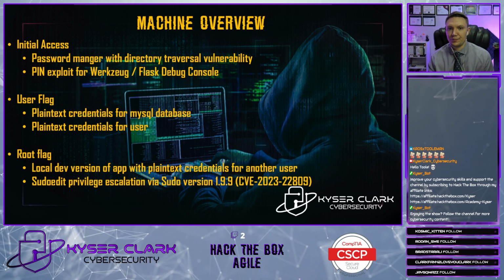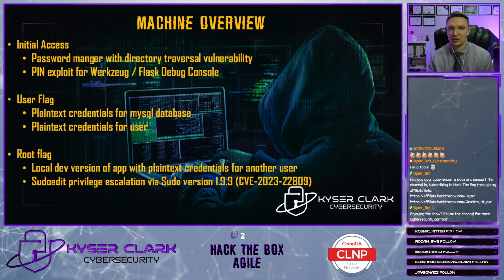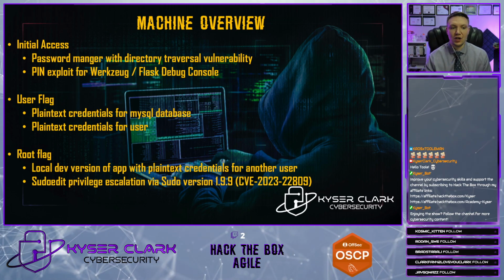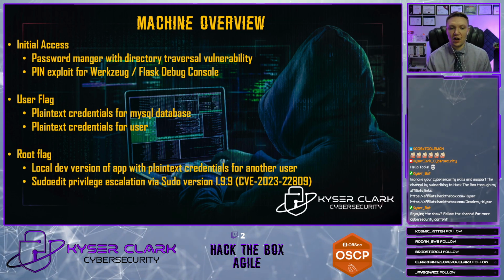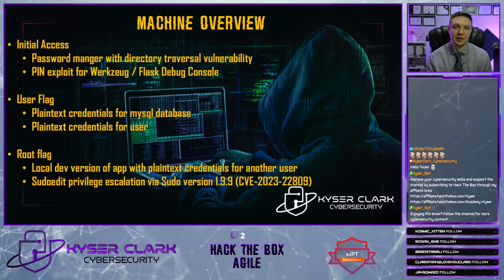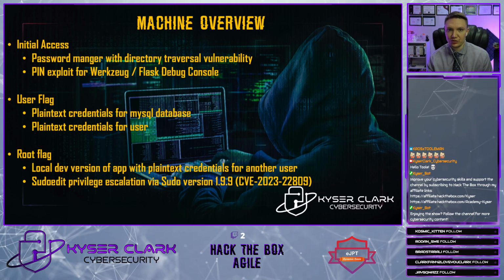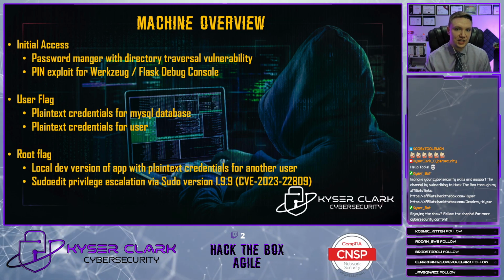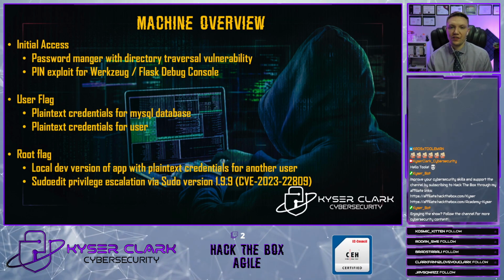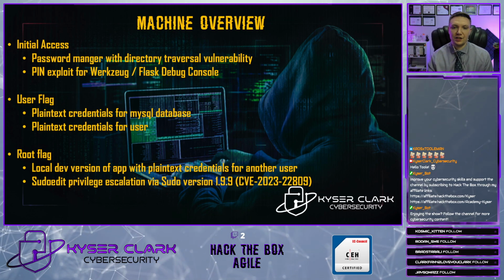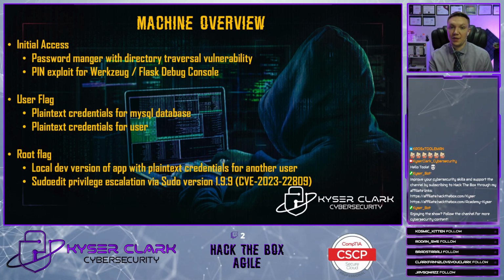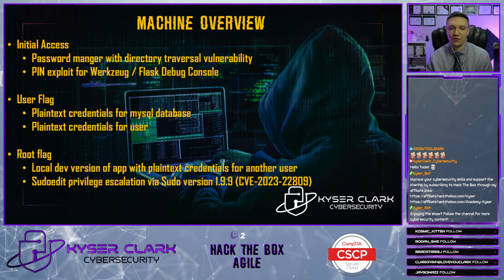Once we use that PIN Flask debug console exploit, we're going to be able to get a Python shell that we can use to do a reverse shell, and that's how we get our initial access. Once we're on the machine, we're going to get user credentials on a MySQL database, and then we'll see even more plain text user credentials, and we can use those credentials to SSH into the machine and get our user flag. Once we have our user flag, we'll find that the machine is actually running a dev version of the same password manager app internally on the internal network.